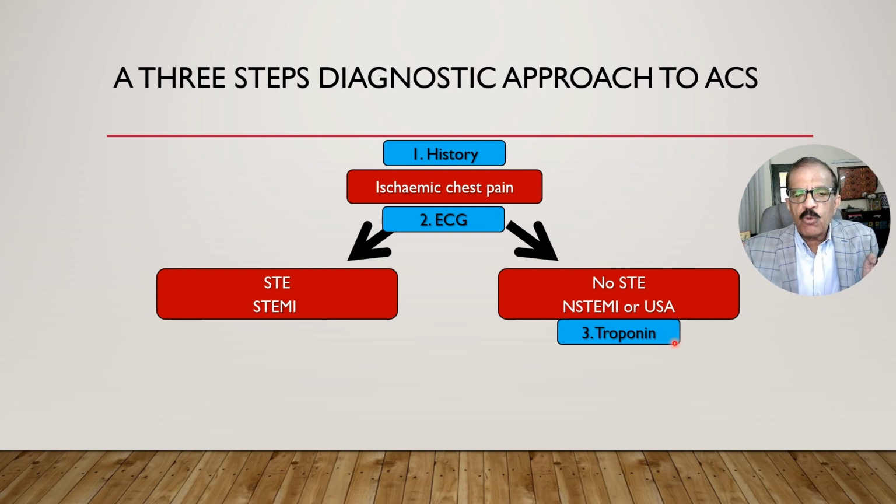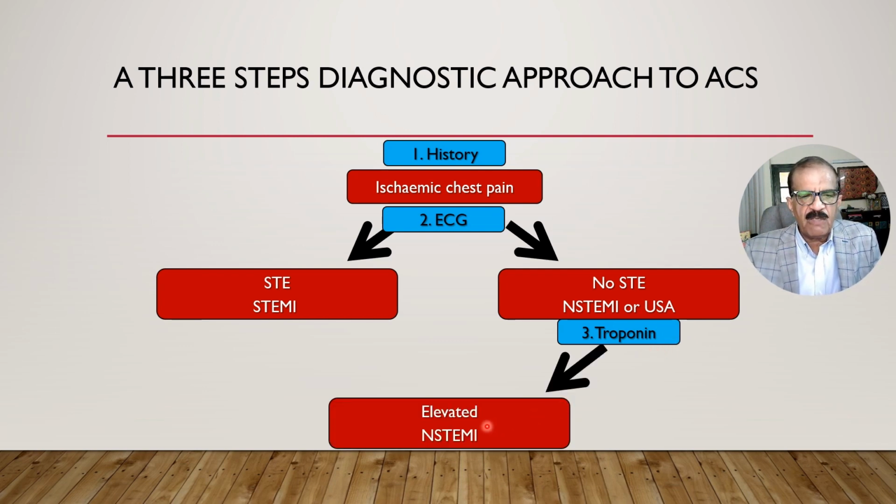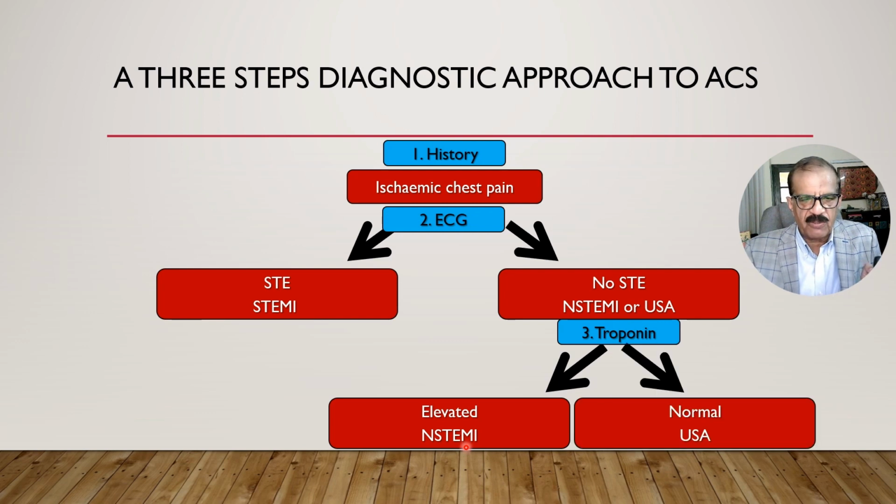If that turns out to be negative and the patient has just a few hours of history, then you would like to repeat it before you say that the patient does not have ischemic heart disease. So troponins may be positive. If they're positive, that means there is myocardial infarction, but non-ST segment elevation type myocardial infarction. It is non-full thickness infarction.